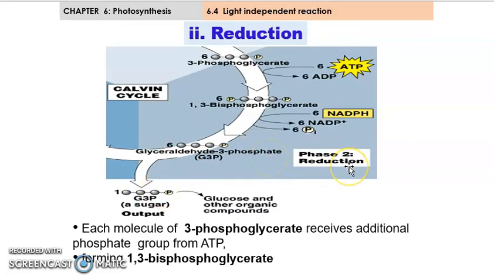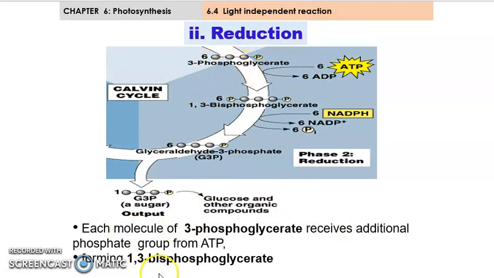Okay, and then what happened to the 3-phosphoglycerate here? Okay, so each molecule of 3-phosphoglycerate will receive additional phosphate group from ATP. So remember, where does ATP comes from? It comes from the process of light-dependent reaction. Okay, so apa yang berlaku? ATP ni dia akan transfer its phosphate group to the 3-phosphoglycerate. Okay, so means that sebenarnya 3-phosphoglycerate ni dia dah berlaku phosphorylation because of what? It will receive additional phosphate from ATP.